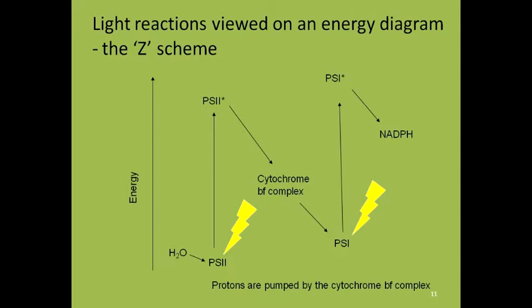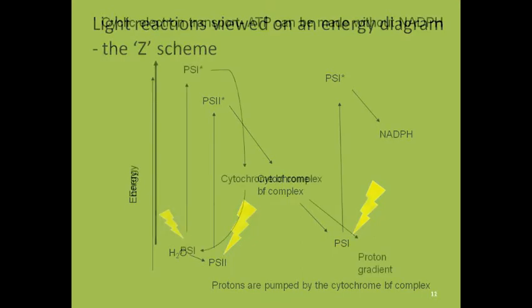PS2* and PS1* indicate the excited forms of the photosystems after light absorption. And so electron transfer proceeds in an energetically favourable or downhill direction, allowing NADPH formation and proton pumping.